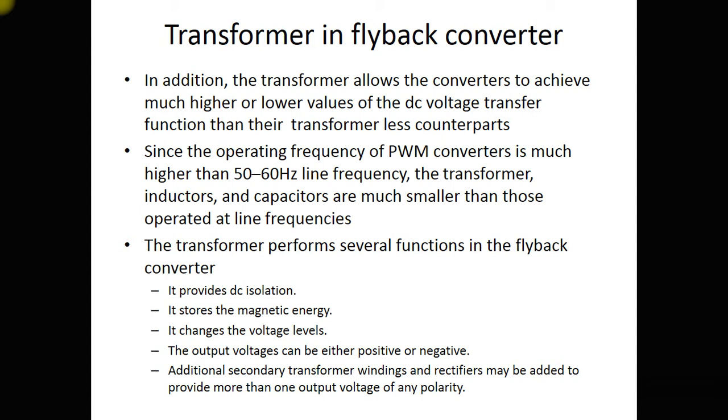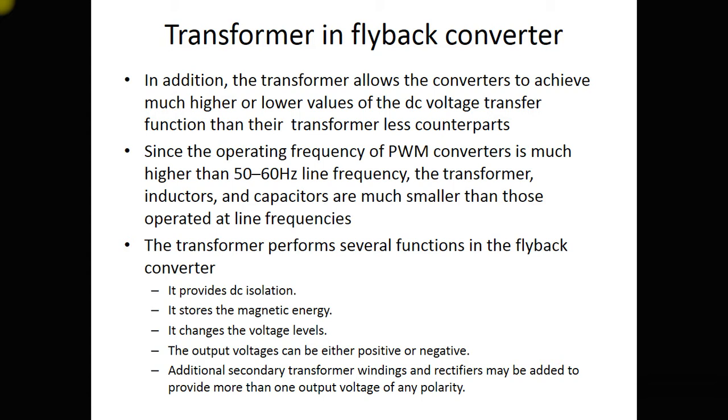In addition, the transformer allows converters to achieve much higher or lower values of DC voltage transfer functions than their transformerless counterparts. Since the operating frequency of PWM converters is much higher, that is in tens of kilohertz, even reaching up to 1 megahertz in many cases, the transformer, inductors and capacitors required are very small as compared to the line frequency applications. The transformer performs different functions in the flyback converter.